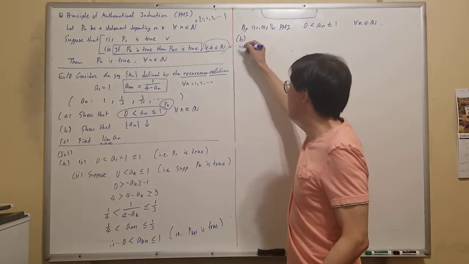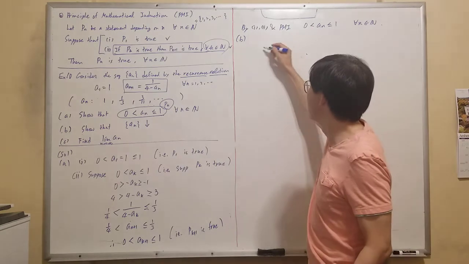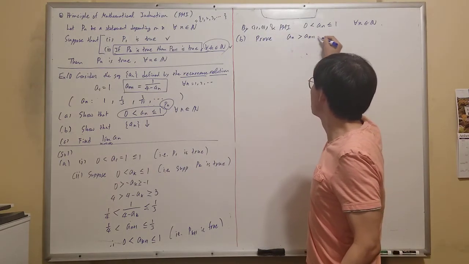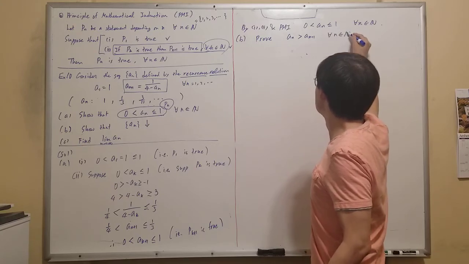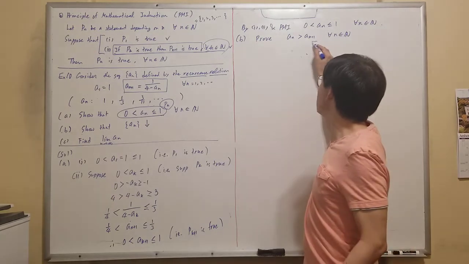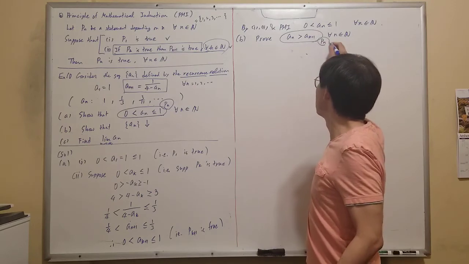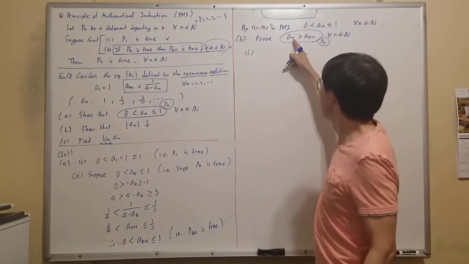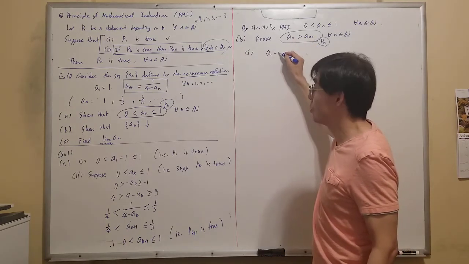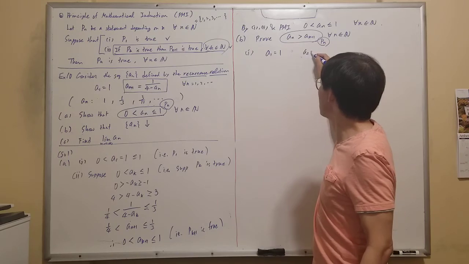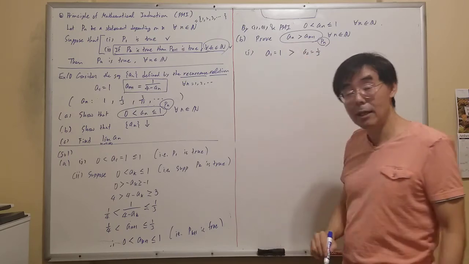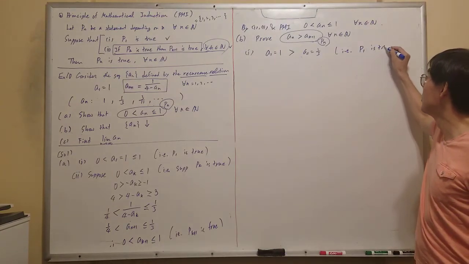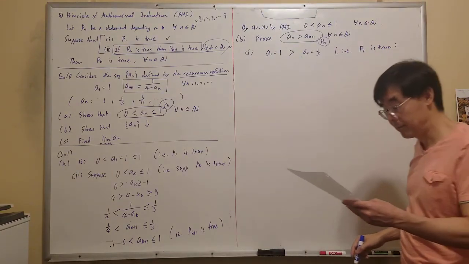How do we prove decreasing? Just like the increasing case, we want to prove that a_n is greater than a_{n+1} for all positive integers n. And this is our P_n. So first, we want to show that a_1 is greater than a_2. a_1 equals 1, a_2 equals 1/3. Indeed, that is satisfied, i.e., P_1 is true. We established the first one.